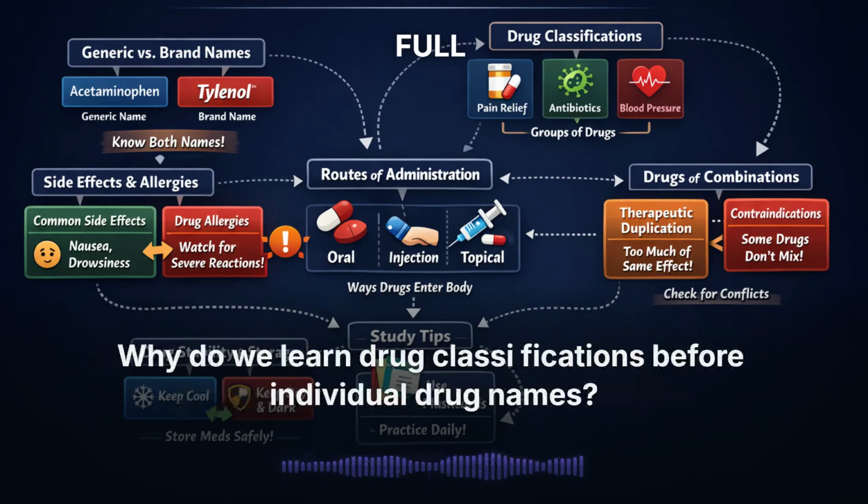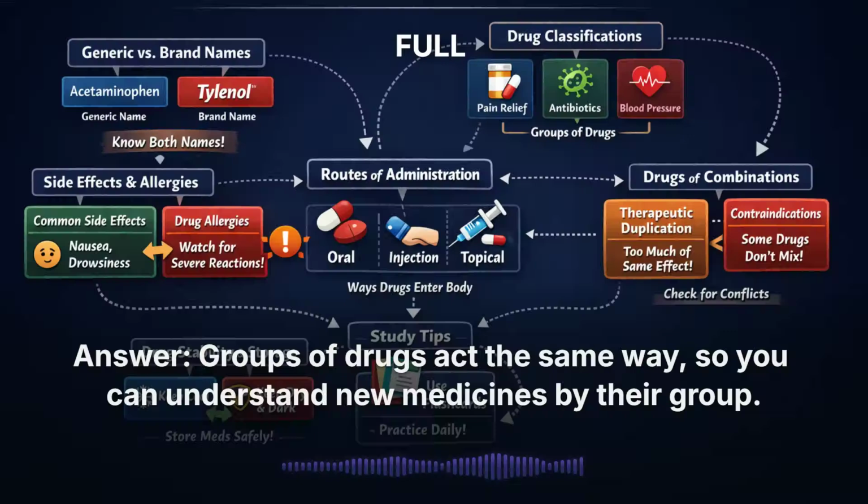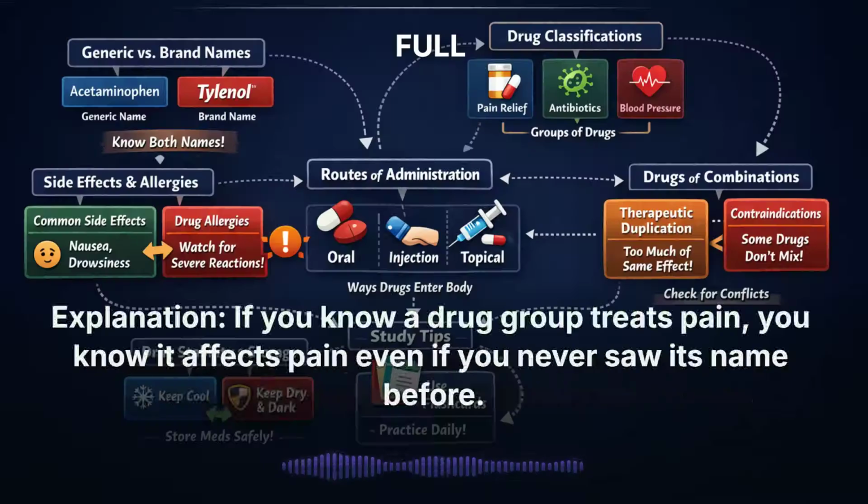2. Why do we learn drug classifications before individual drug names? Groups of drugs act the same way, so you can understand new medicines by their group. If you know a drug group treats pain, you know it affects pain even if you never saw its name before.